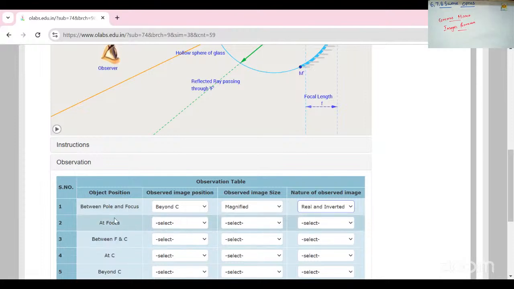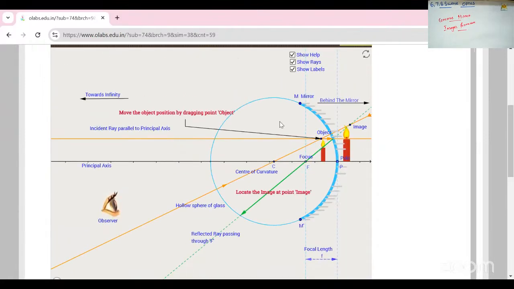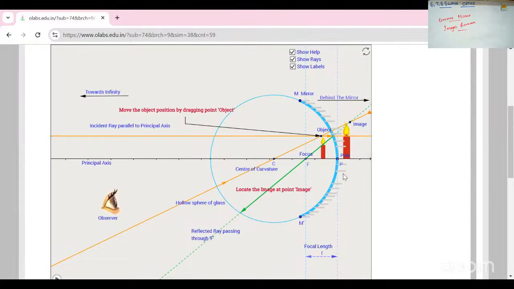So when we keep the object between pole and focus, this kind of image will be formed in this area. This is the first ray diagram. A ray diagram is nothing but how images are formed in different kinds of mirrors. Yes, this is a concave mirror. When we keep the object between the focus point and the pole point, the image will have this size.